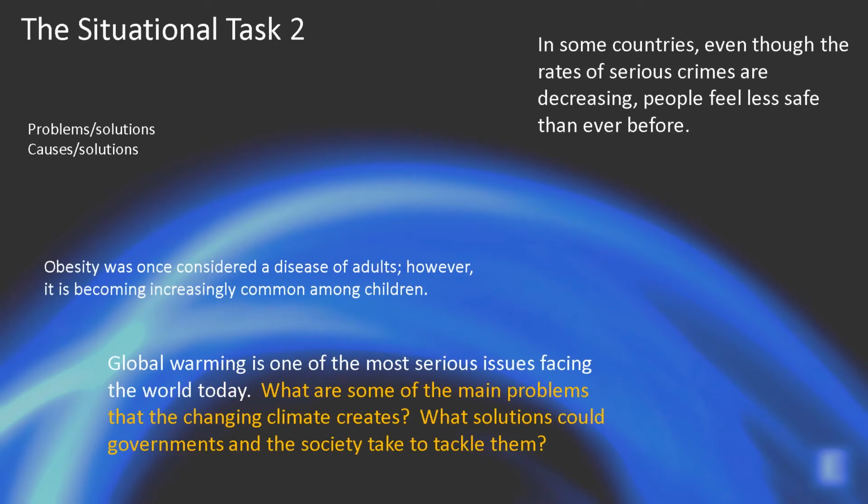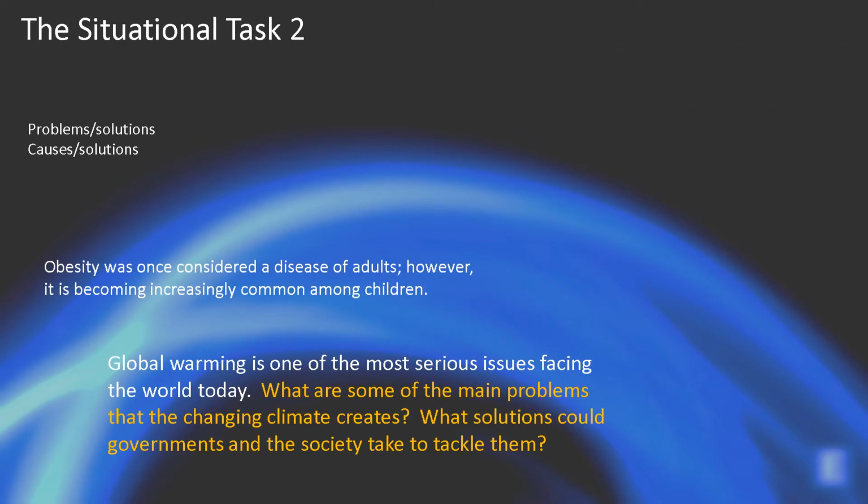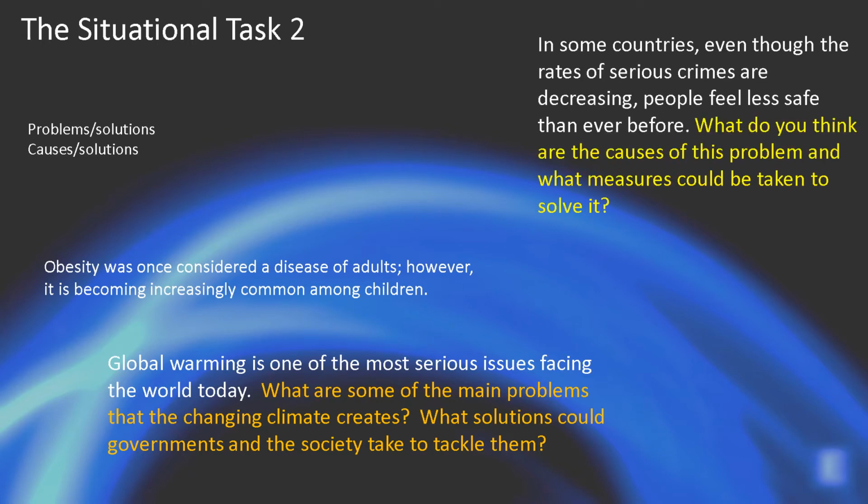All right, how about the other one? Here at the top. In some countries, even though the rates of serious crime are going down, what do you think are the causes? What measures, solutions, fixes, steps? These are all synonyms. So this part here was added, and this is a causes solutions essay.